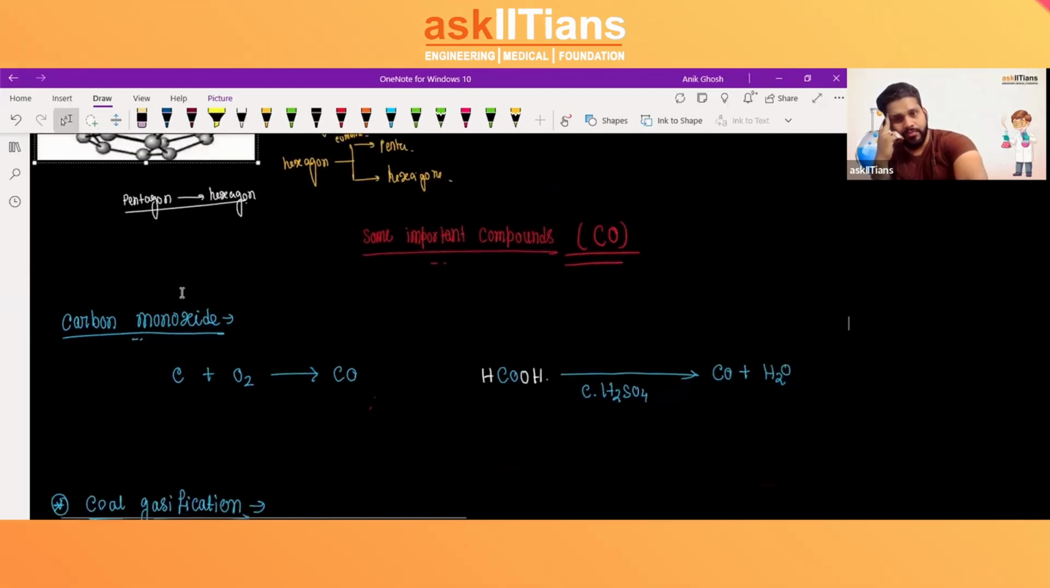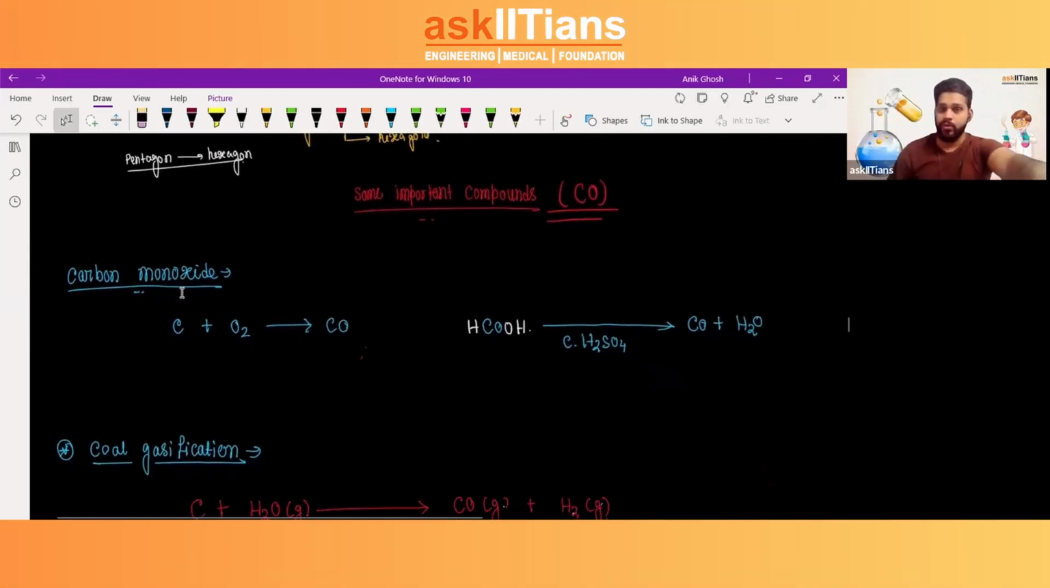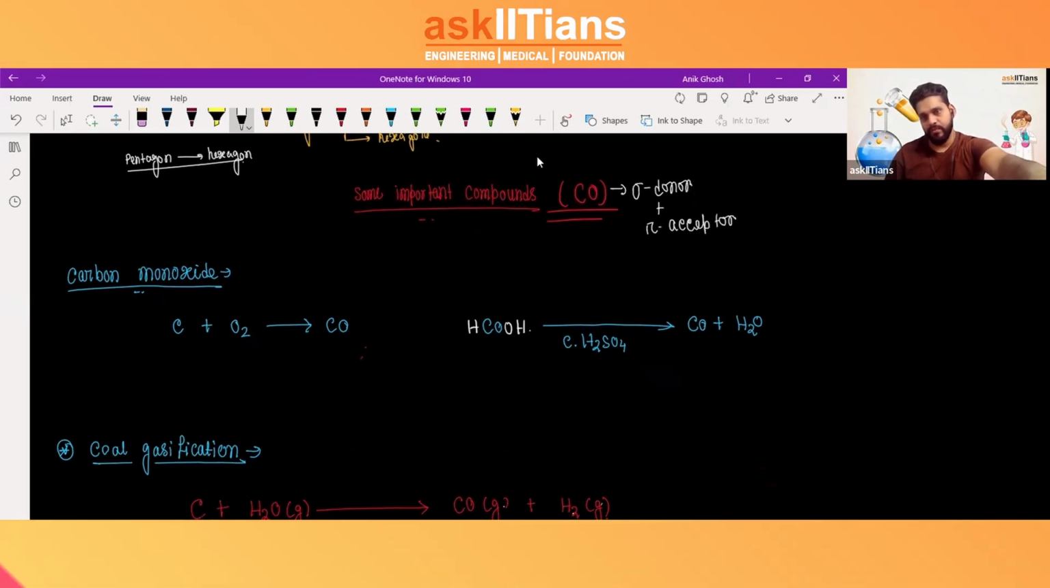Okay. Now let's go for the next very important compound of group 14, that is carbon monoxide. Guys, you are very aware of how carbon monoxide works. Even in the chapter coordination chemistry, I've seen that it's a very good ligand, right? Binding property because of the sigma donor pi acceptor capacity, right?